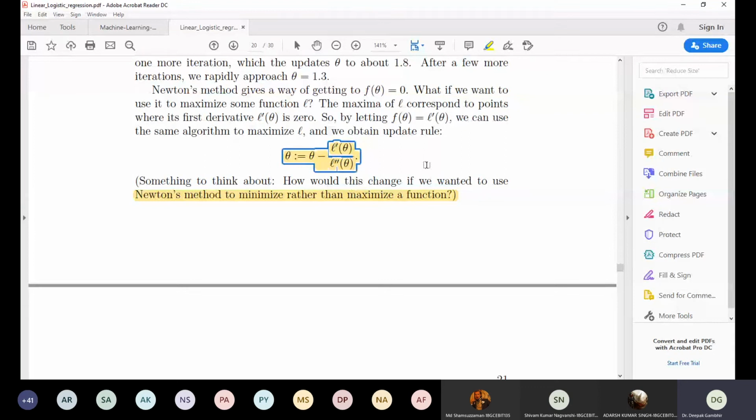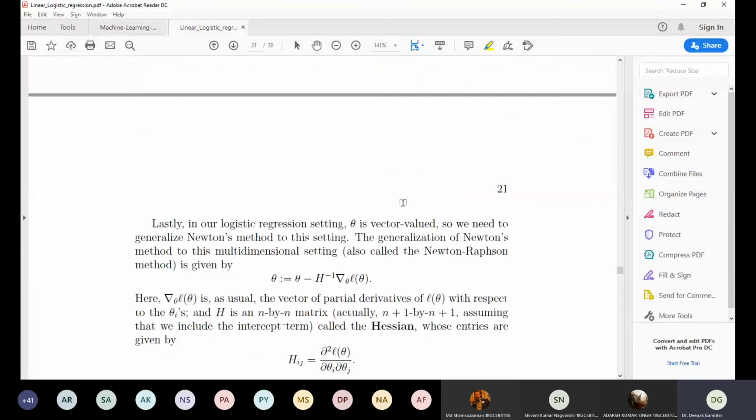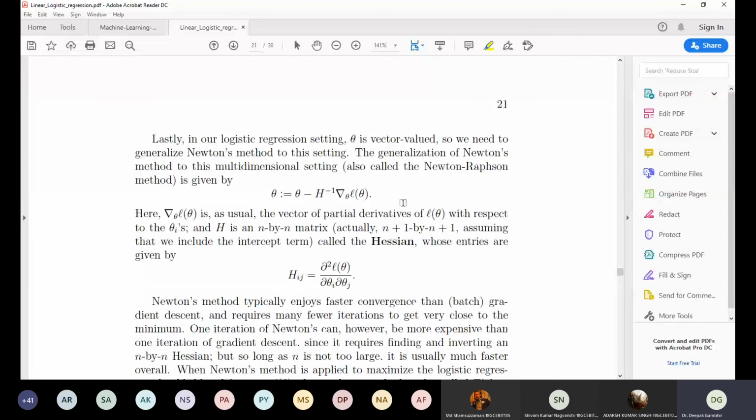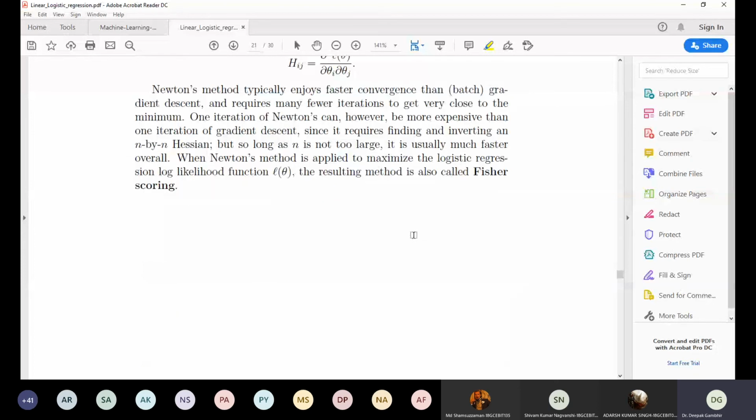rule, that is theta as theta minus L prime theta over L double prime theta. L prime theta means the derivative of the log likelihood function, and L double prime theta means the double derivative of the log likelihood function. So if you solve this, that would be a Hessian matrix, and that is not part of this course. So I suggest that you just take the result in that case.